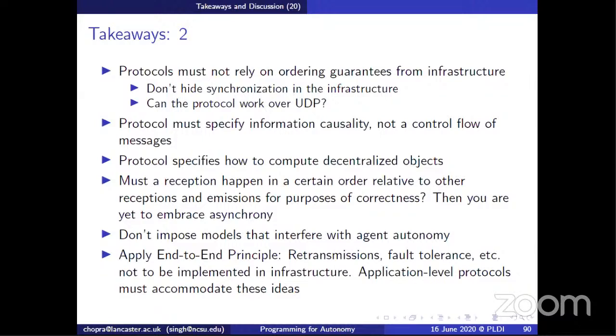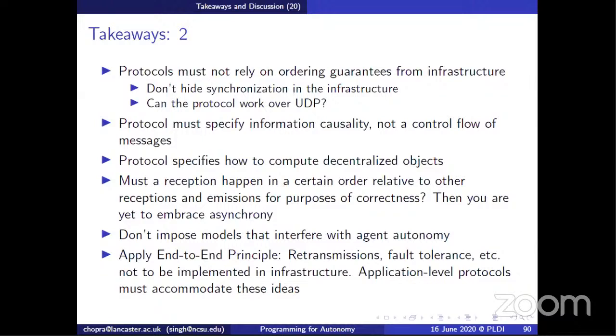And it's worth thinking about the end-to-end principle. It's a great principle, and we should think about applying it in our applications. So, I talked a little bit about retransmissions, but in general, there's the idea of fault tolerance, and people tend to think that these are things that have to be handled by the infrastructure, not at the application level, because they are complicated, or the implementation will be inefficient. So leave it to the smart people. But I think we have to rethink this whole premise.